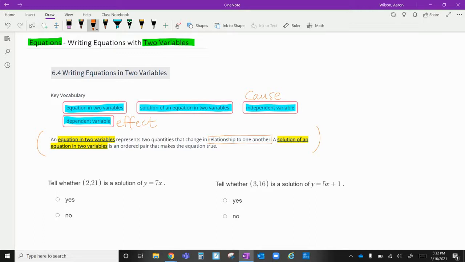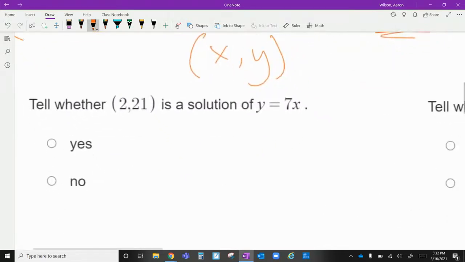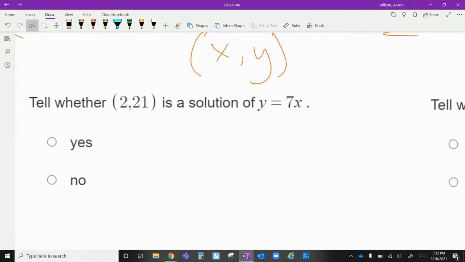So a solution of an equation in two variables is an ordered pair. An ordered pair looks like this: x comma y, but of course they're going to be values that happen to make the equation true. Okay, so we're going to look at our first example that reads, tell whether 2 comma 21 is a solution of y equals 7x.